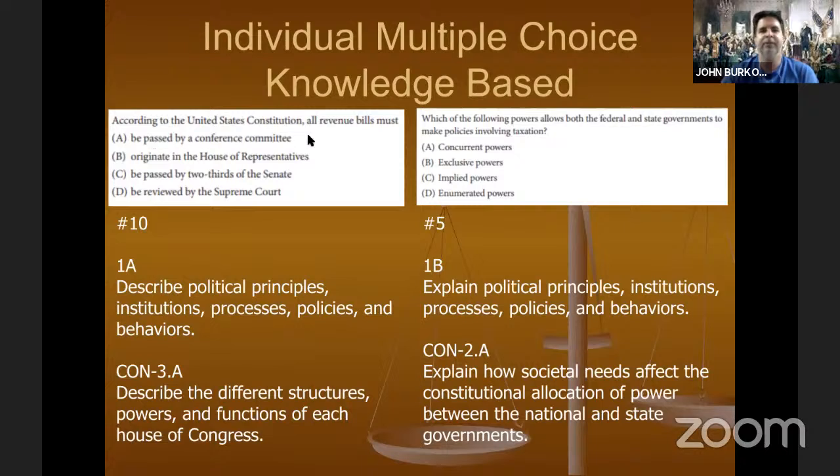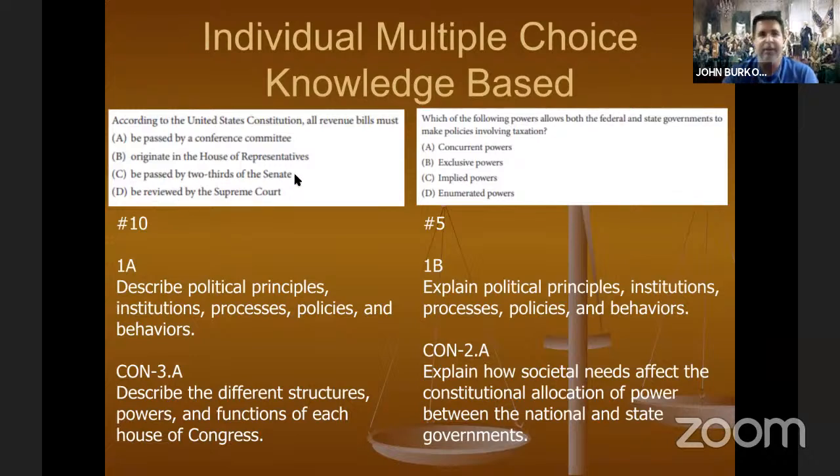A, be passed by a conference committee. That's not even in the Constitution. B, originating in the House of Representatives. Okay, we all know. Ding! That's key. Yes, revenue bills must originate in the House. But let's look at the other answers, and why. That's what you also want to do. When you review, don't just explain why the one option is the correct answer. You also want to be able to explain why the other options are not the correct answer. That's what's really going to help you review and develop your skills in processing.